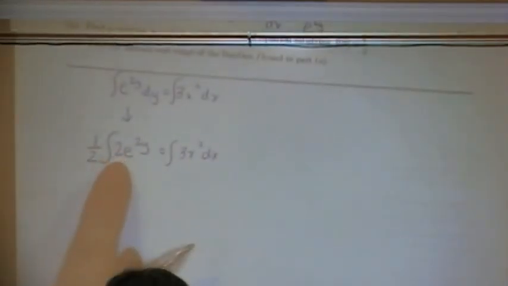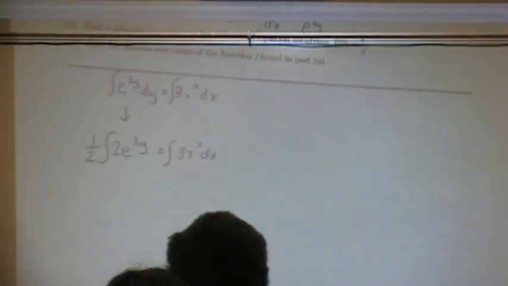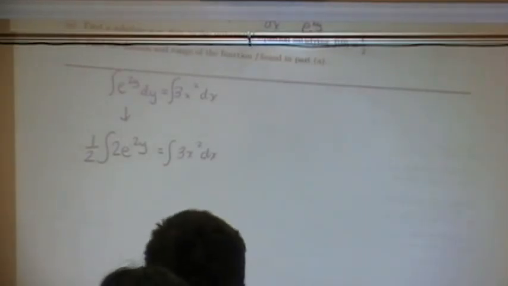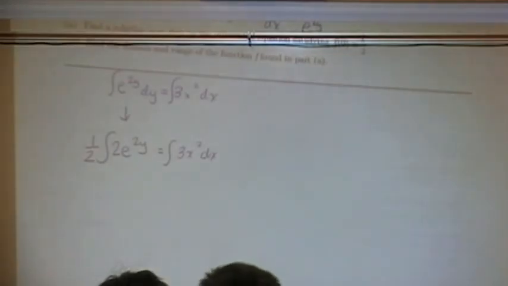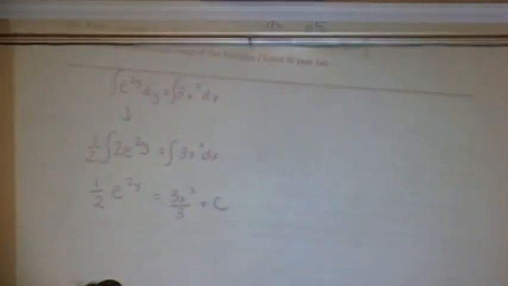Because I have a 2 here, so I take. Remember, once you have a license to integrate, what do you do? You just integrate the inside piece, which would be, now the 1/2 has to stay there because it's a constant. So it's just e to the 2y. And now I'm going to integrate this side, so I get 3x to the 3 over 3 plus. Times 2 times 2, that's 2x to the 3.